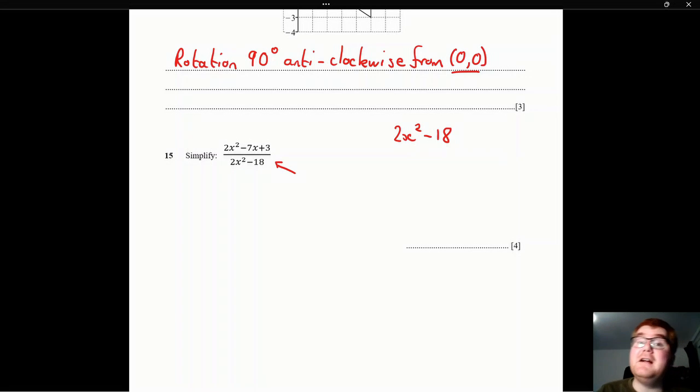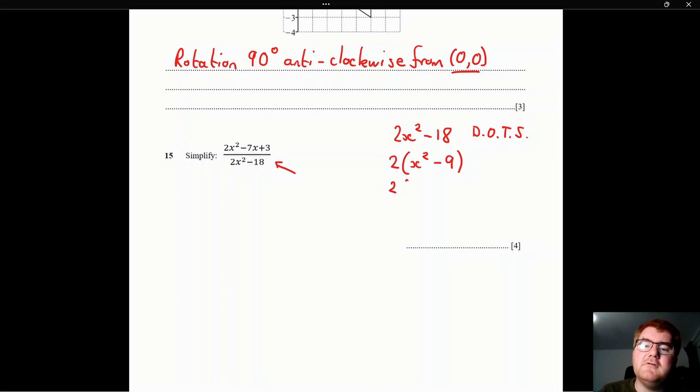However, if we do some factorizing here, if we take a factor of 2 out of each, what do we have left? What do I multiply 2 by to get 2x squared? x squared. What do I multiply 2 by to get minus 18? Minus 9. And now notice we do have a difference of 2 squares.